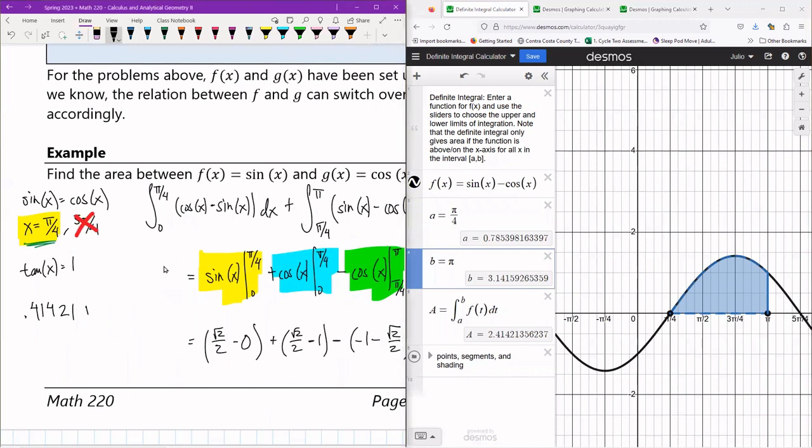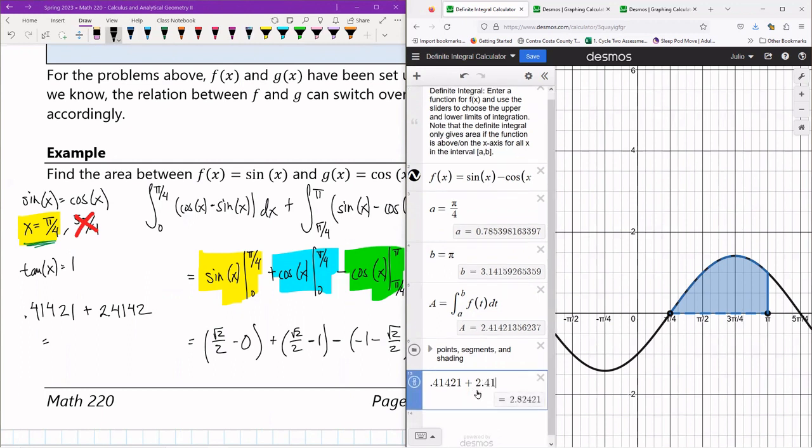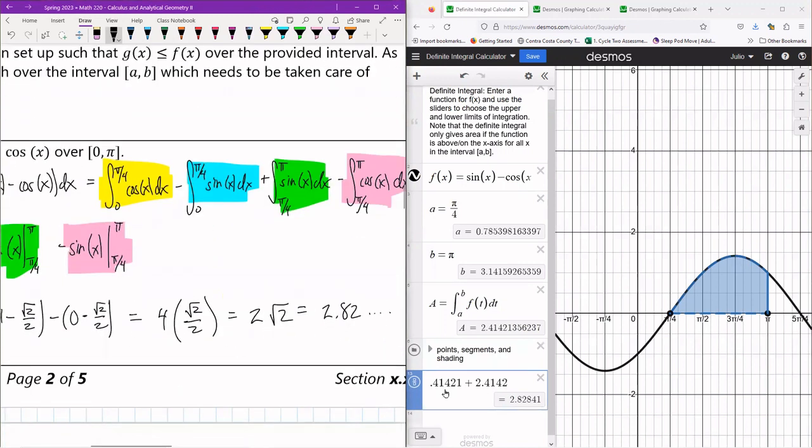2.4142, right? So plus 2.4142. And if you add those two together, I'm going to go ahead and do it just right below here: 0.41421 plus 2.4142, 2.82841. Okay. Now, that's all great, but I'm hoping that it is 2 root 2.